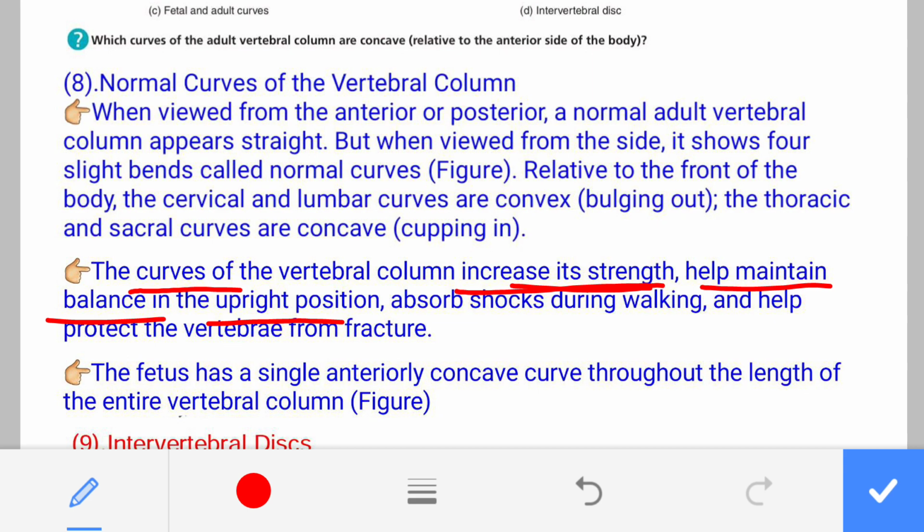And since the bends are present, the vertebral column is able to absorb shocks when we are walking. At the same time, these curves also protect the vertebral column from fracture, because the vertebral column is made up of, as we know, very delicate bones, the vertebrae, and these curves protect the vertebrae from fracture.